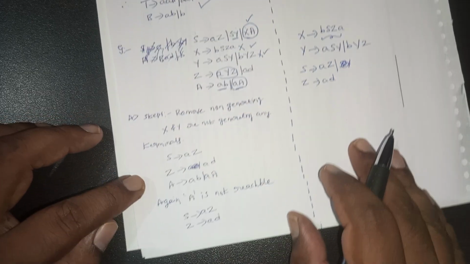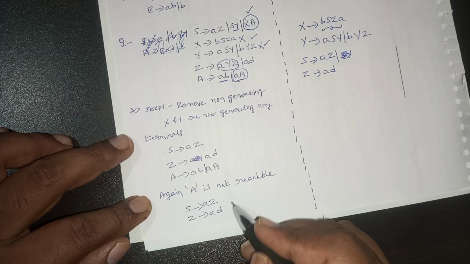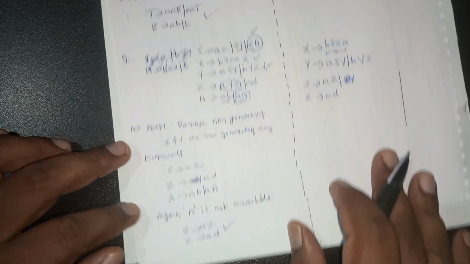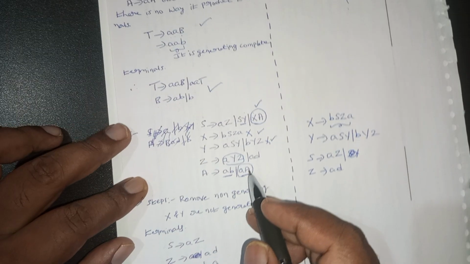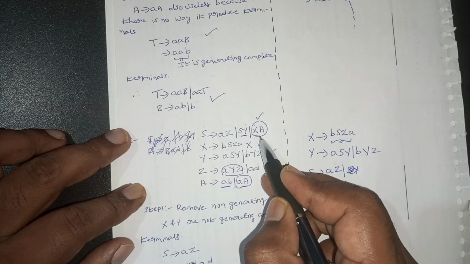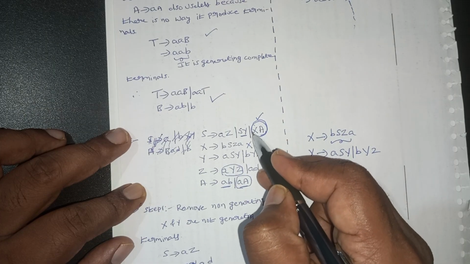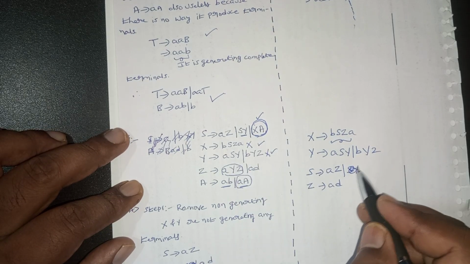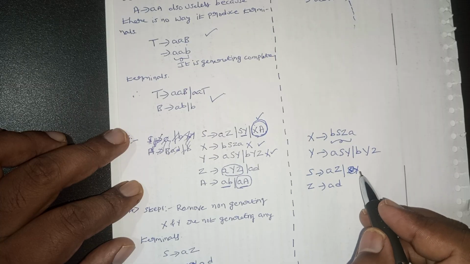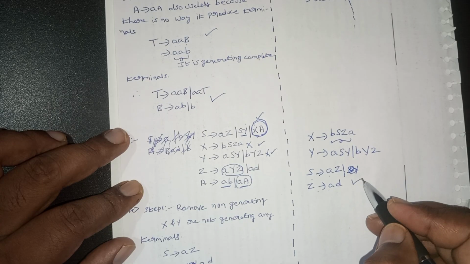Finally, what will be the grammar? S tends to AZ, Z tends to AD. So these are the only useful symbols. Actually A is generating a string, but why? Because it is attached to the X. We have removed that one, so then what will happen? A is not appearing on the RHS. That is the problem. So finally S tends to A, Z tends to AD. These are the only useful non-terminals in the grammar.